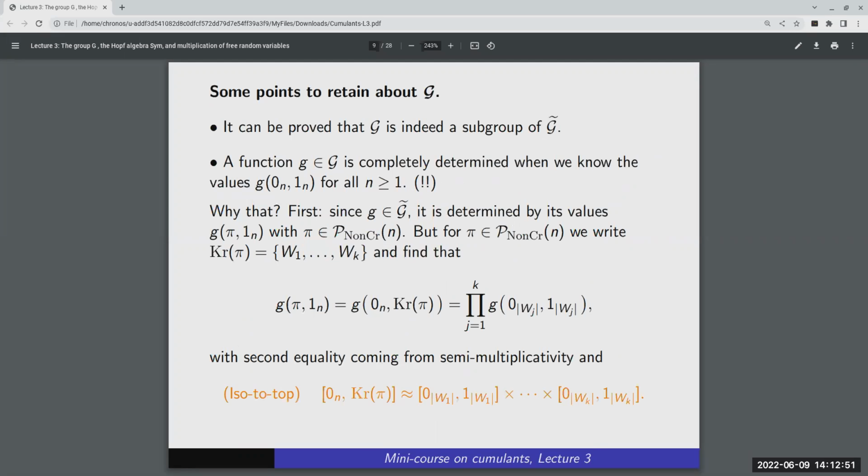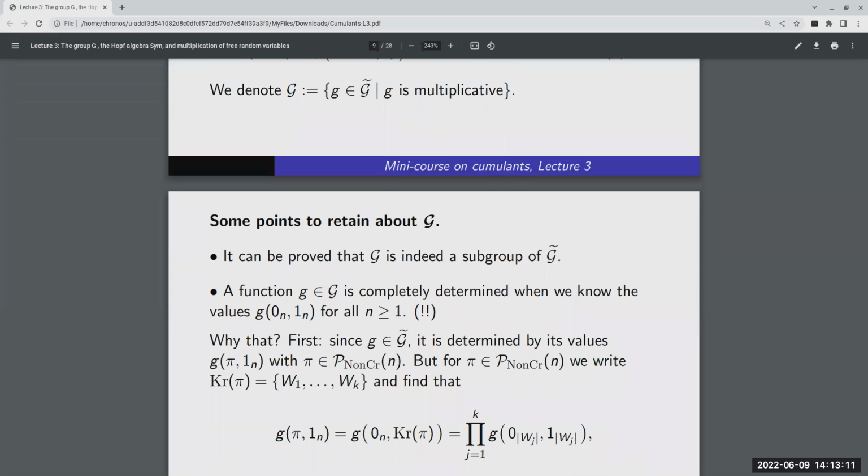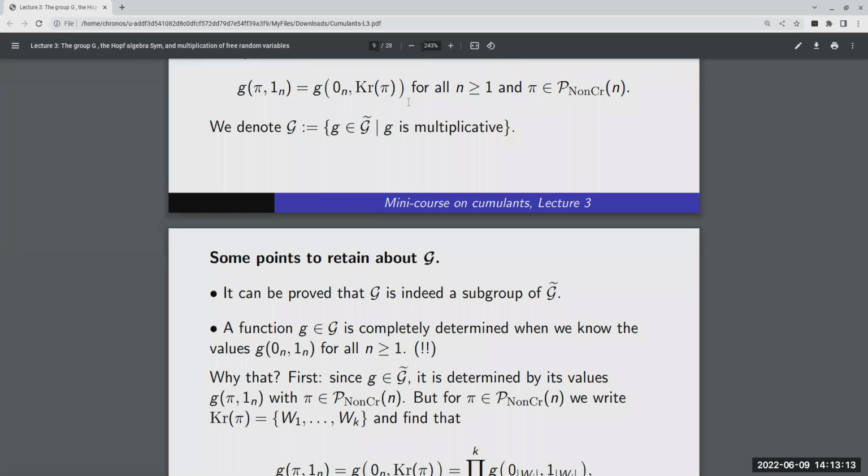Okay, so now, same as with G twiddle, let's retain some points about this smaller group. It can be checked that it is a subgroup of G twiddle. Actually it is much smaller, because the condition which I put, this innocuous condition, actually forces the function G to be completely determined by values at full lattices.